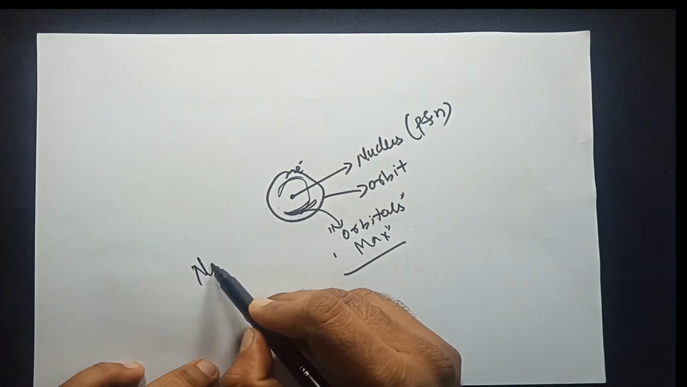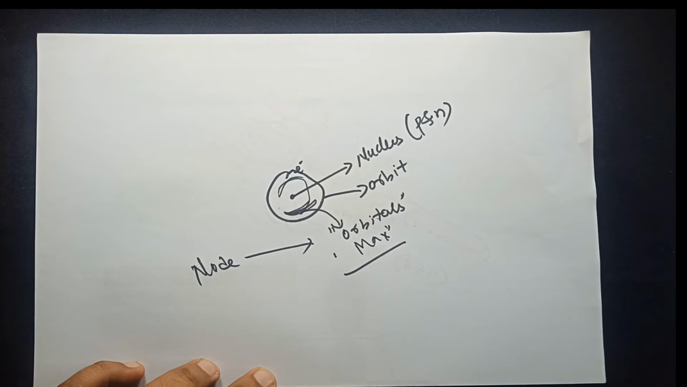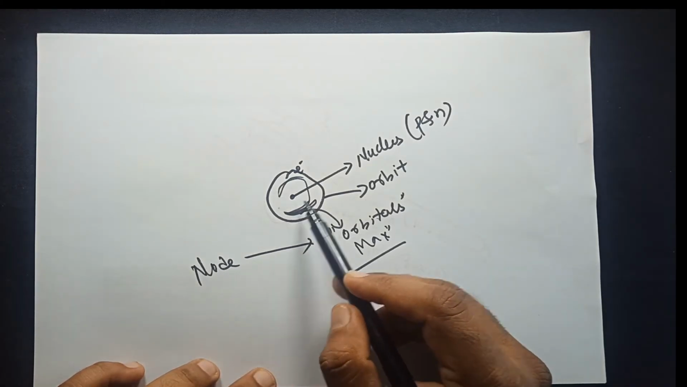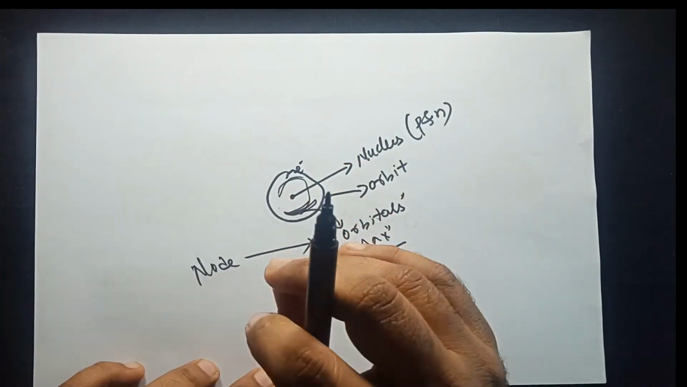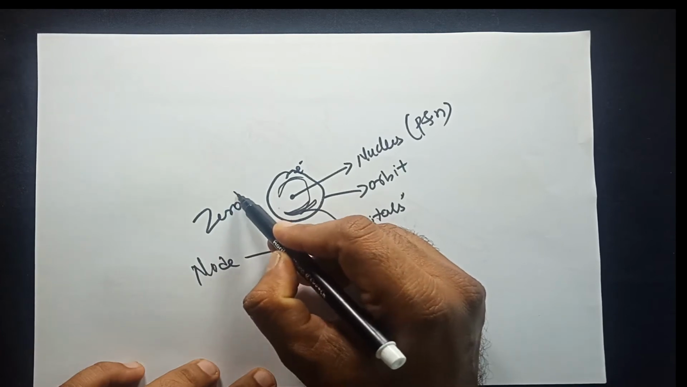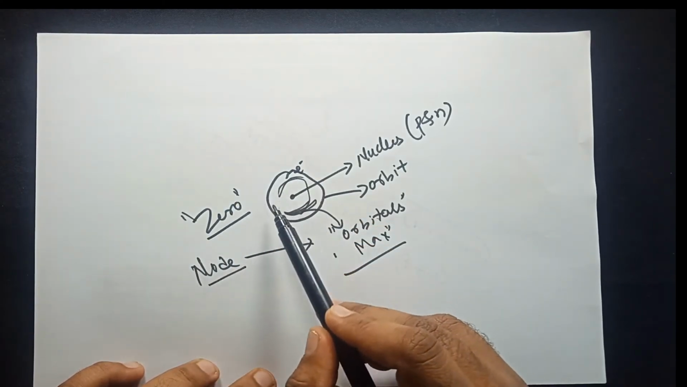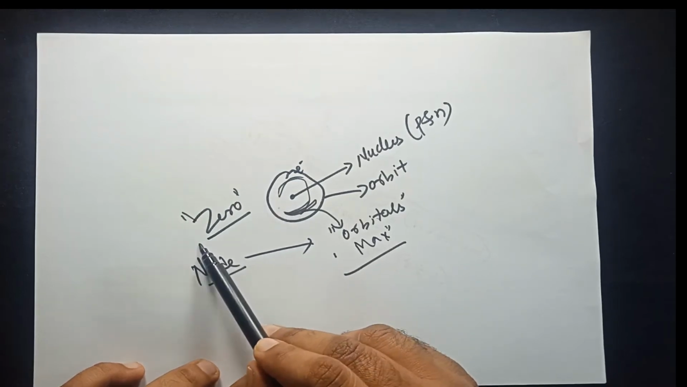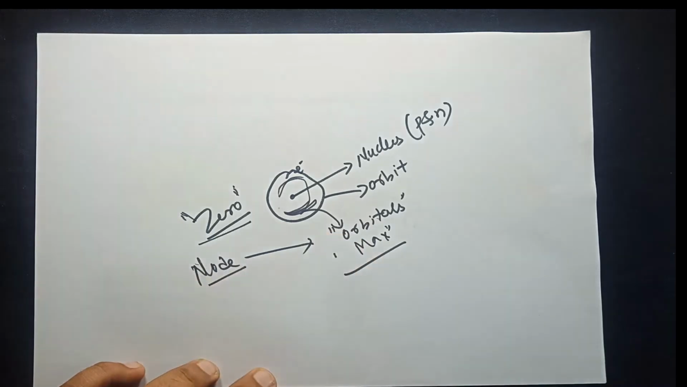So then what is a node here? Node is exactly the opposite of orbital. It means a node is a region around the nucleus where we can't find the electron. Means the probability of finding the electron is 0. Is it clear friends? What is a node? It is a region around the nucleus where we can't find the electron, means the electron density is 0 at that region.